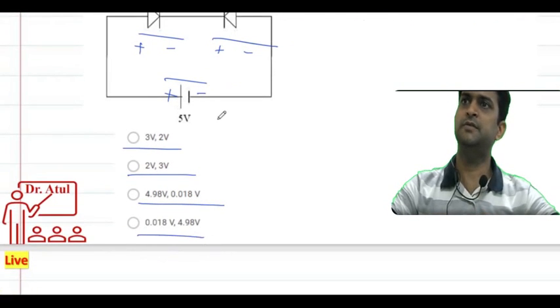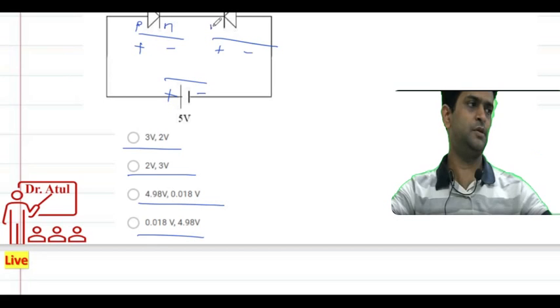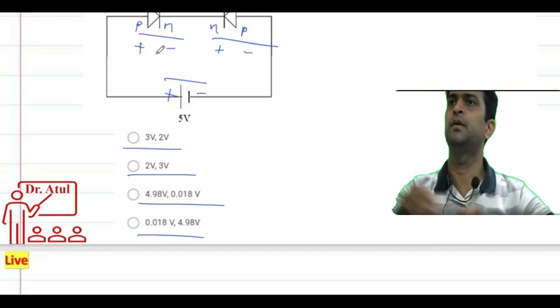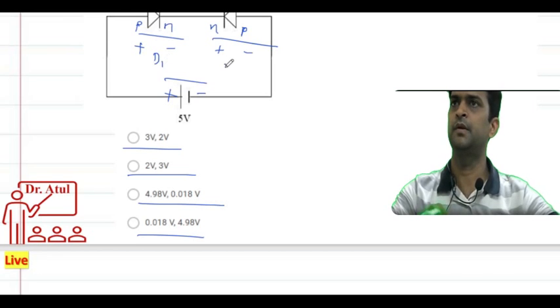For the battery, plus will be at the larger side and smaller is minus. The four options are given: 3 volt, 2 volt, 2 volt and 3 volt. Participants, do you have any doubt? Then you have to write P and N and P. According to that, we can decide which diode will be forward biased and which diode will be reverse biased.